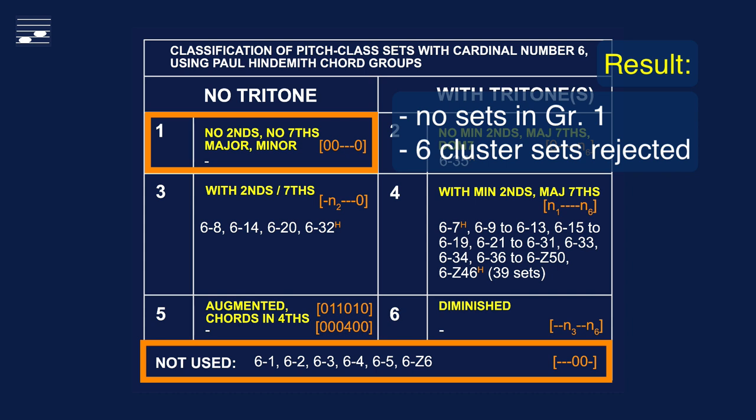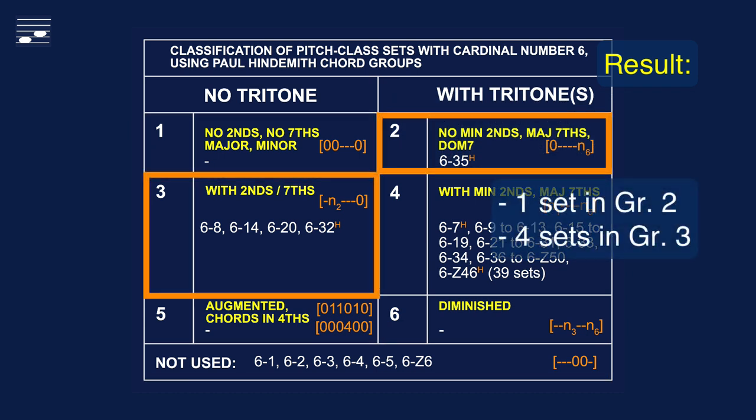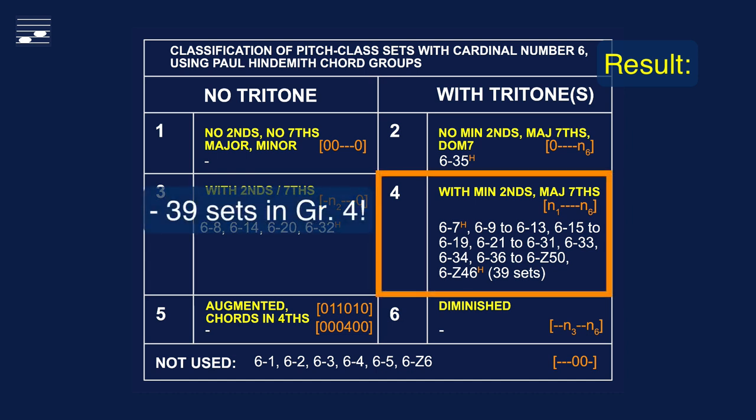This is debatable as Hindemith himself shows set 6-7, also with many closely packed pitches, as a valid example. One set goes into group 2, the extended dominant 7th chords, and 4 sets fall in group 3 with minor and major seconds but no tritone. The majority, that is 39 sets out of 50, lie in group 4, since they contain one or more tritones and sharp dissonances such as the minor 2nd or major 7th.